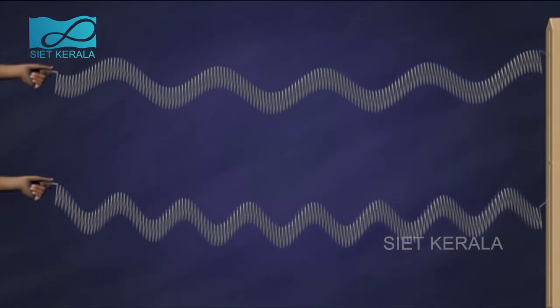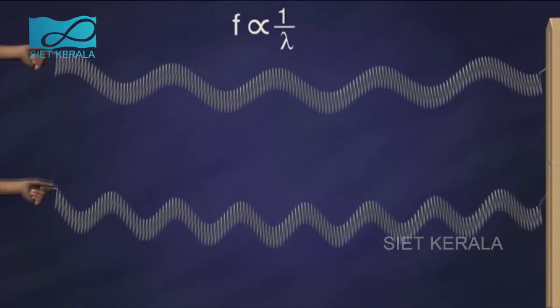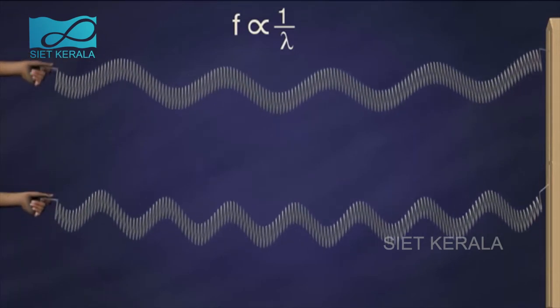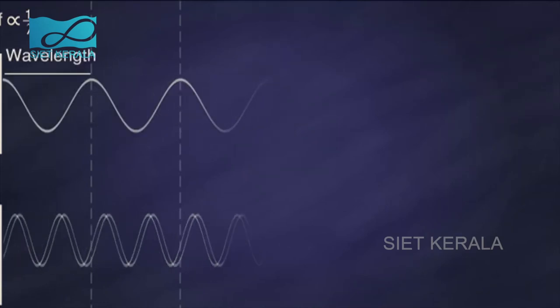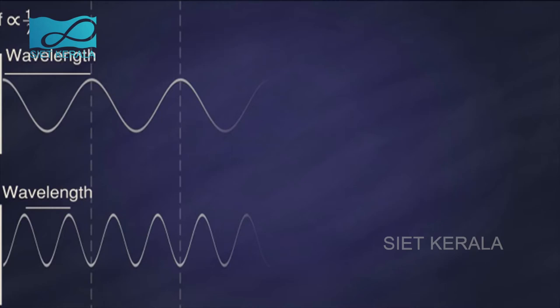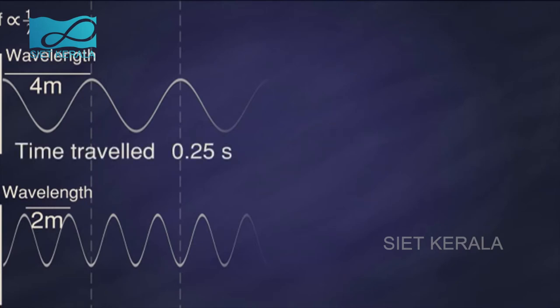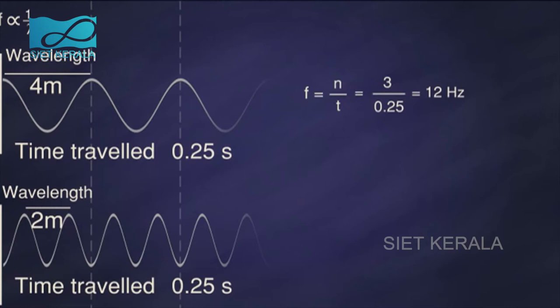Frequency and wavelength are inversely proportional to each other. This can be proved by comparing the frequencies of waves with higher and lower wavelengths. Let's consider the frequencies of two waves having wavelengths 4 meter and 2 meter. If 3 vibrations are executed in 0.25 seconds in the first wave, the frequency is obtained as 12 Hz. The frequency of second wave is 24 Hz.